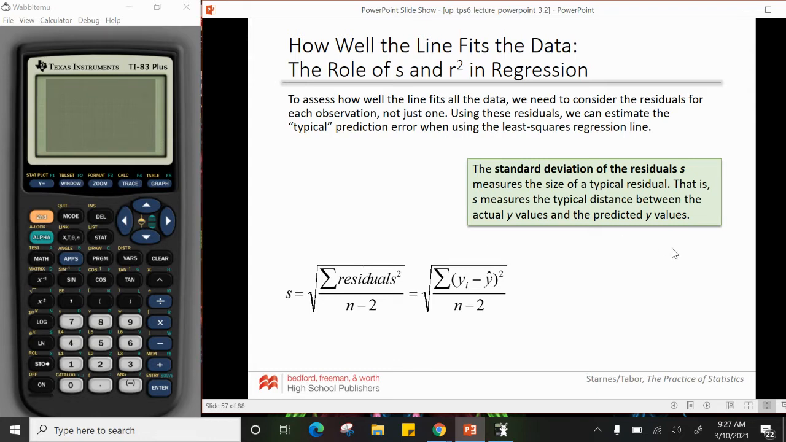And this goes back to our earlier definition of what a standard deviation is. The standard deviation is always the typical distance something varies. So here it's the typical distance a residual varies, or the typical distance your actual value is from the predicted value of that line.